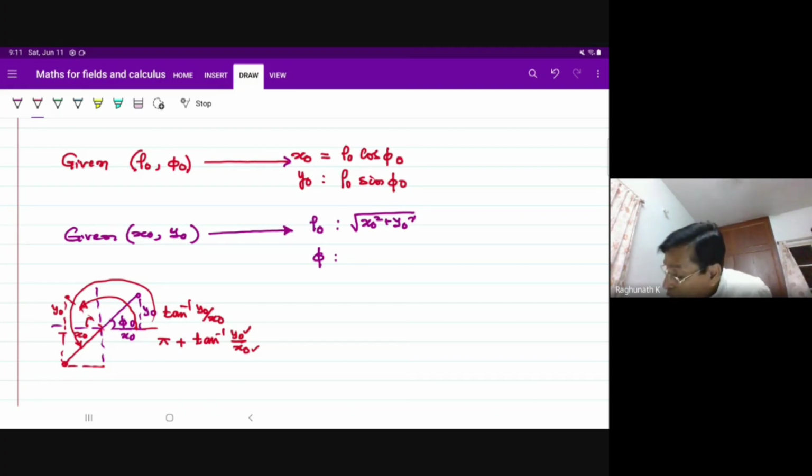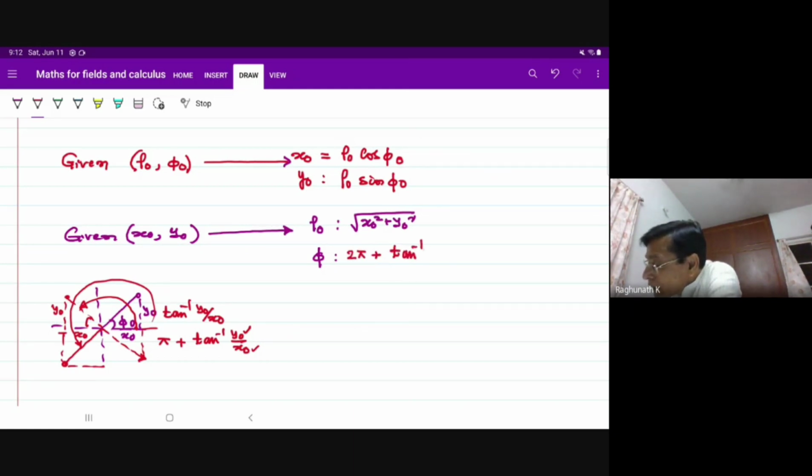If it is in the fourth quadrant, x naught is positive, y naught is negative. Tan inverse of y naught by x naught is negative. I'll say minus angle. Otherwise, 2 pi plus tan inverse of y naught by x naught I can put. So, it is open to questions. 2 pi plus tan inverse of y naught by x naught if x naught is positive.